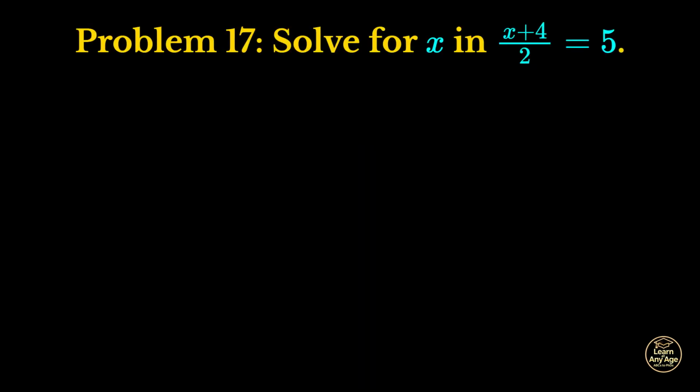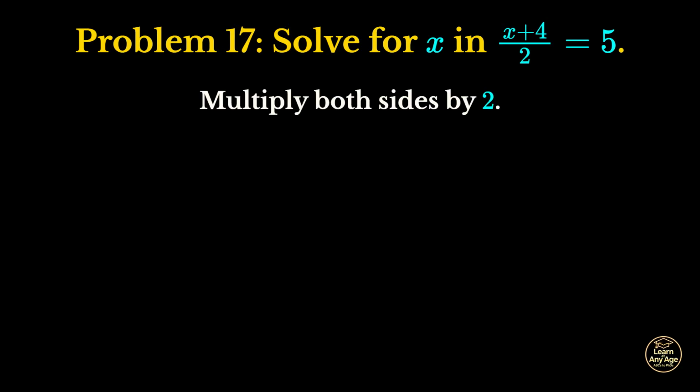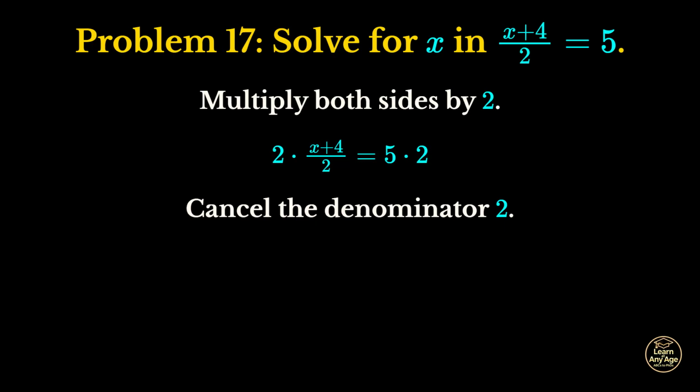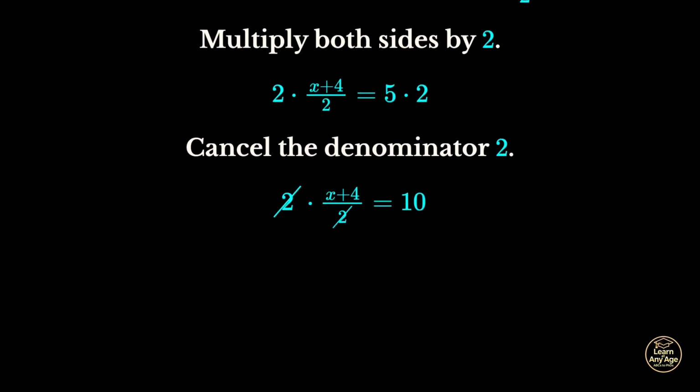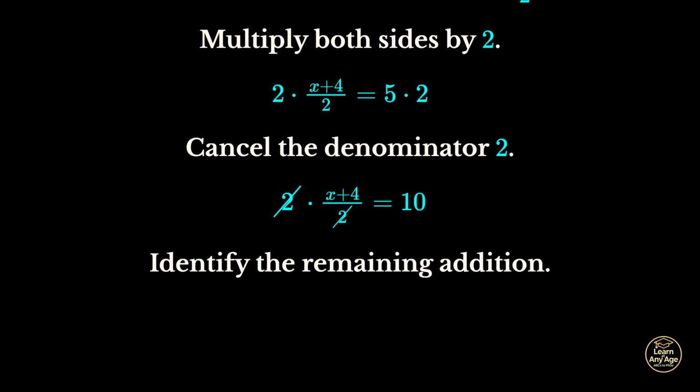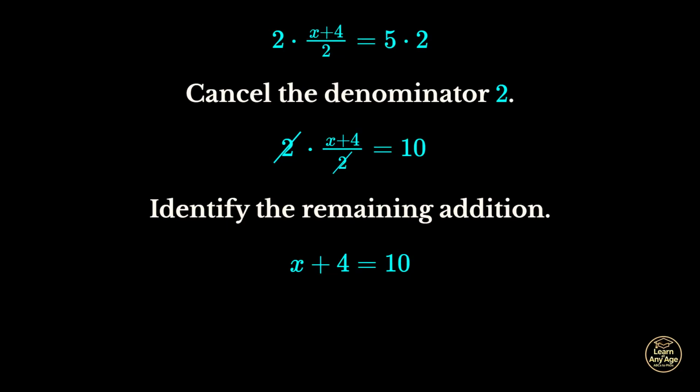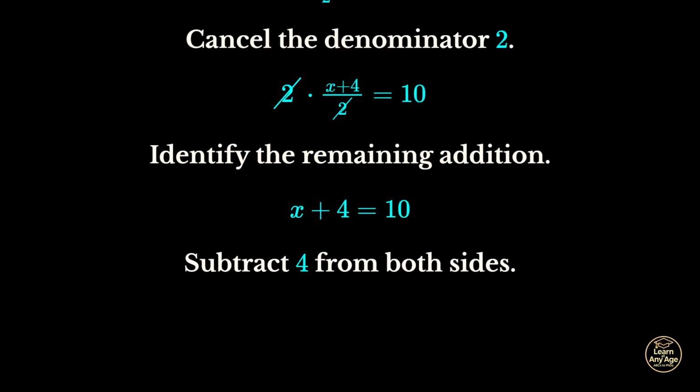Problem 17. Solve for x in x plus 4 over 2 equals 5. Multiply both sides by 2. 2 times x plus 4 over 2 equals 5 times 2. Cancel the denominator 2. 2 cancelled out times x plus 4 over 2 cancelled out equals 10. Identify the remaining addition. x plus 4 equals 10.